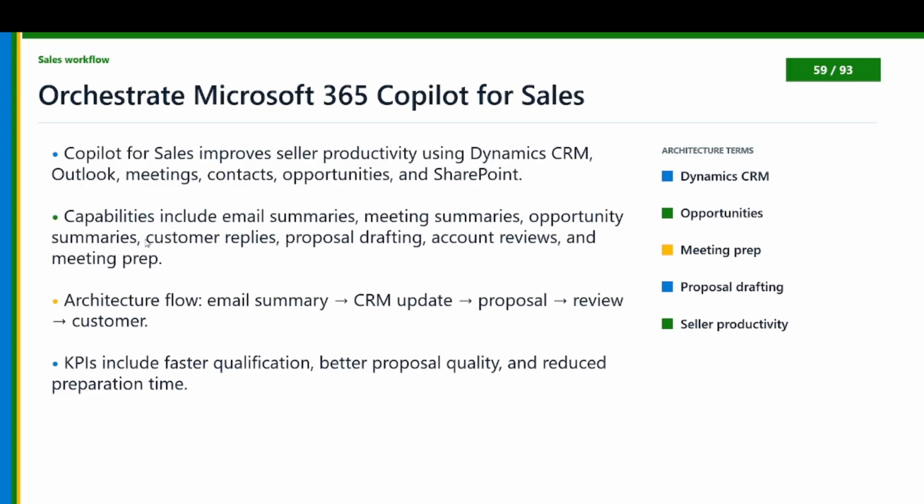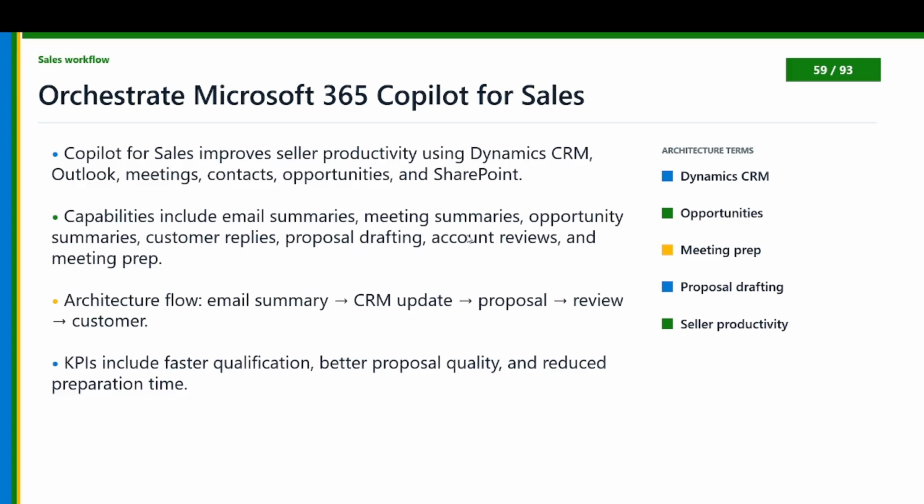Then point number 2, we have capabilities. Capabilities of this kind of agent include email summarization. You can develop an agent that will summarize email and draft meeting summaries. We have email summaries, meeting summaries, opportunity summaries, customer replies, proposal drafting, account reviews, and meeting prep. These are agent opportunities that you can easily deploy here. You can see there are many.